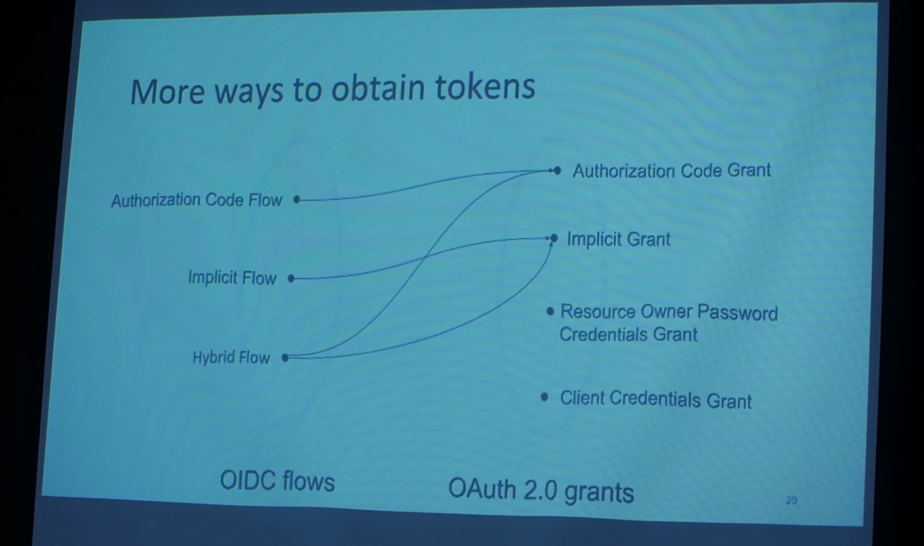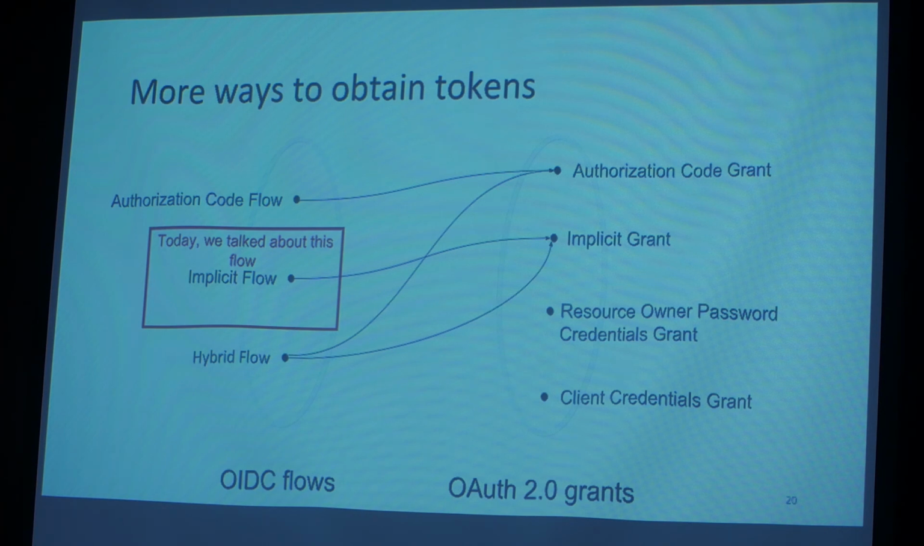So we've made a little graph of the various grants in OAuth 2 and the flows in OpenID Connect, and how they map to each other. OpenID Connect considers identity information as resources that need to be access controlled. So OpenID Connect basically wraps the grants.